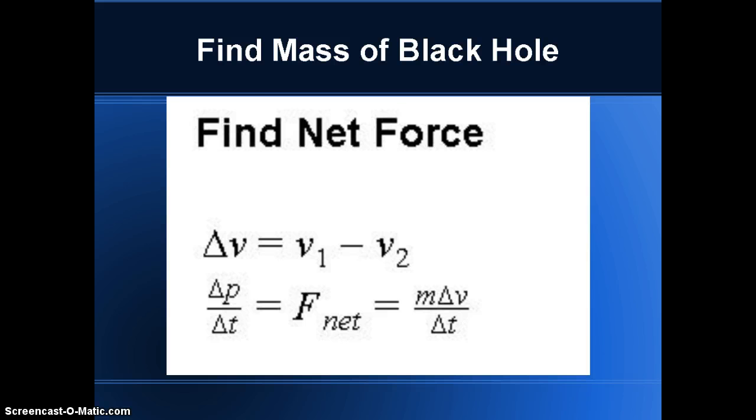Next, we need to find the net force. For that, we need the change in velocity. That's taking velocity 1, subtracting velocity 2. Then we can find, using the equations before, that the change in momentum over the change in time is equal to the net force, which is also equal to mass times the change in velocity, all divided by the change in time.